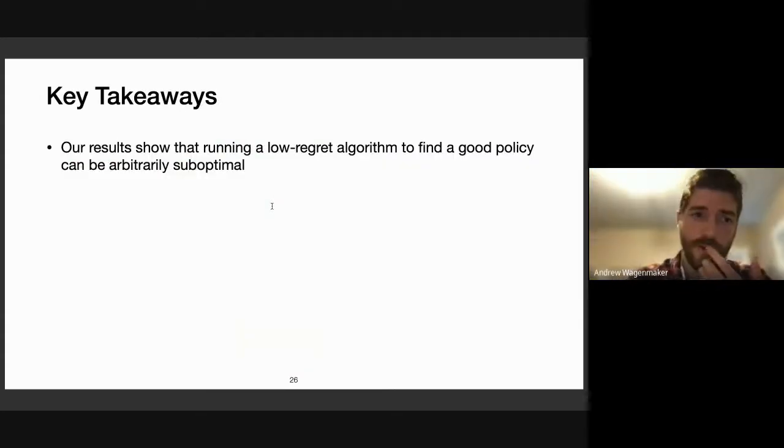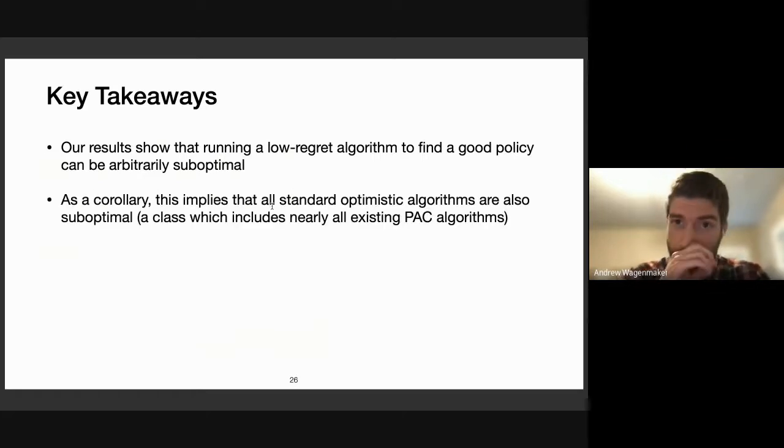And so the takeaway from this is basically that low regret algorithms are not necessarily doing the right thing if our goal is to find a good policy. They get good online regret, but we can do much better if we just want to find a good policy. As a corollary, this also implies that standard optimistic algorithms are suboptimal. You can show that an optimistic algorithm that has reasonable bonuses will be low regret, and so these would fall into this class.